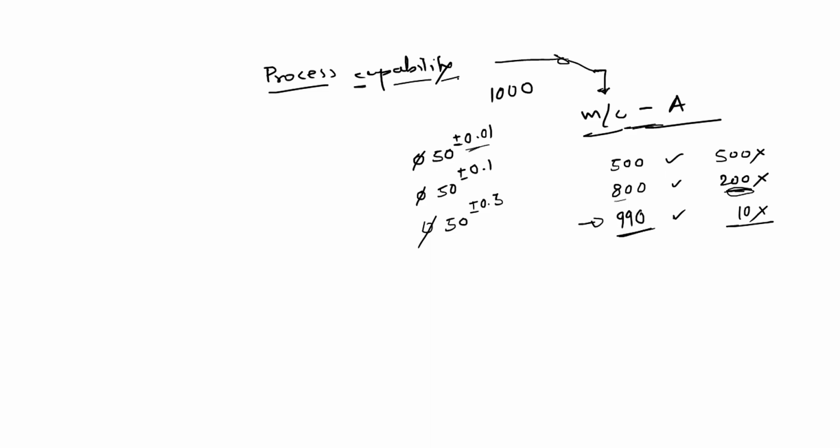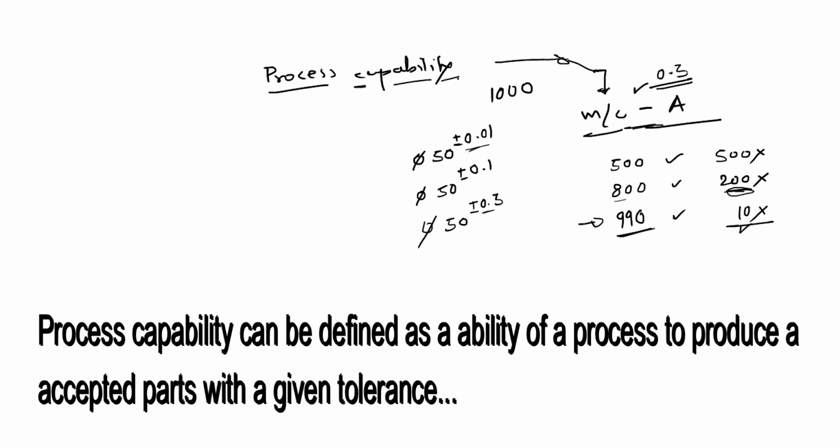If it is a tolerance equal to 0.3, more parts are accepted and very few are rejected, which can be afforded by the person. So this machine has a process capability of 0.3. Roughly you can consider this. There is a more detailed discussion on this, but roughly this machine has a process capability of 0.3 because it can accept a larger number of parts.